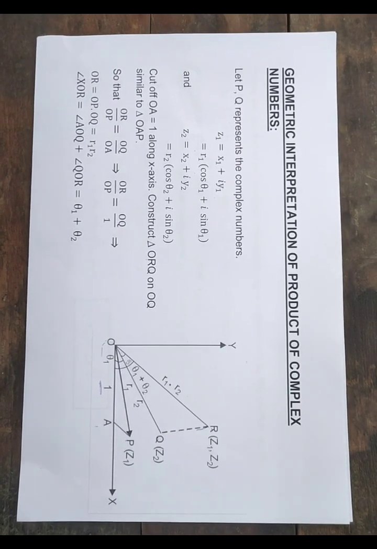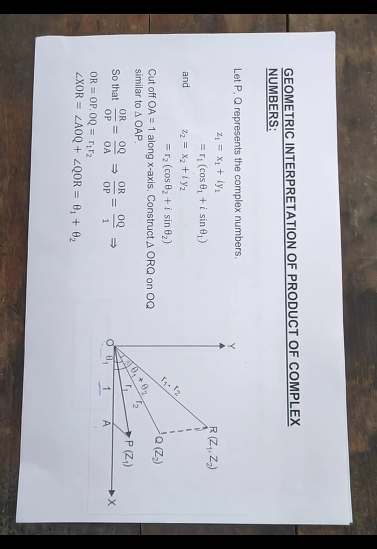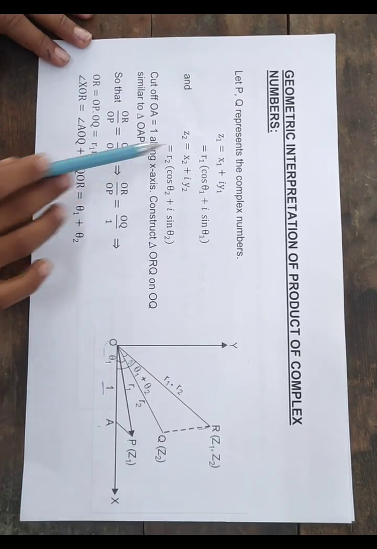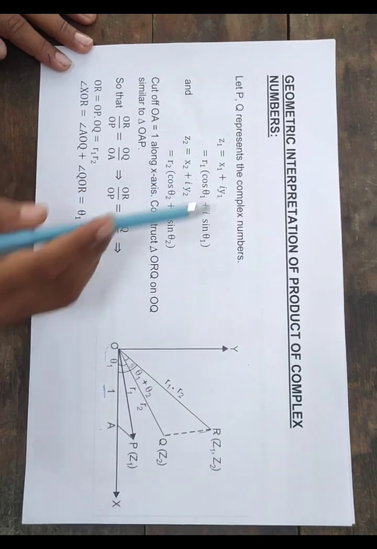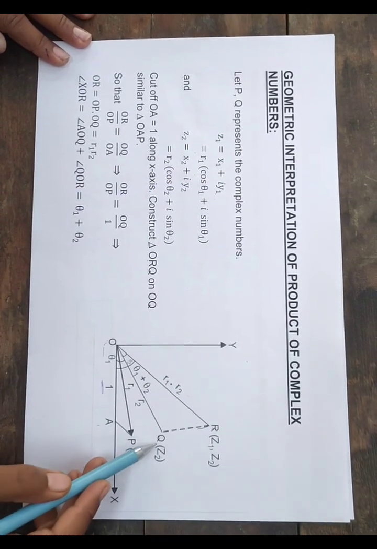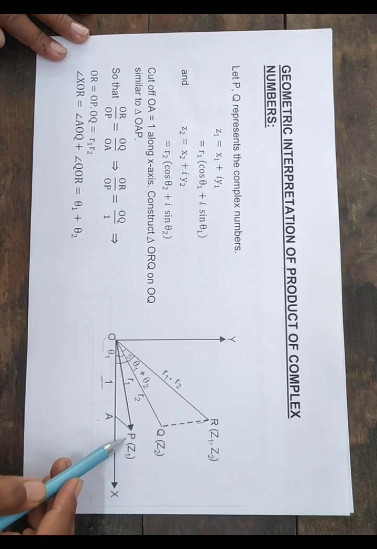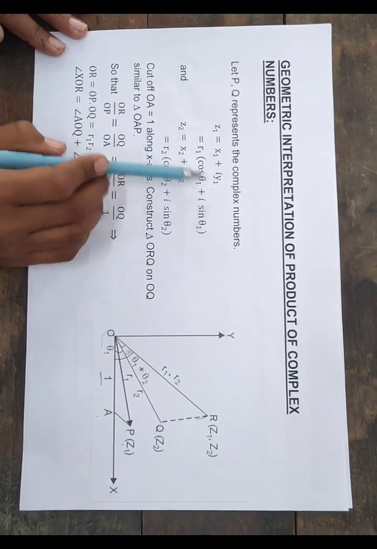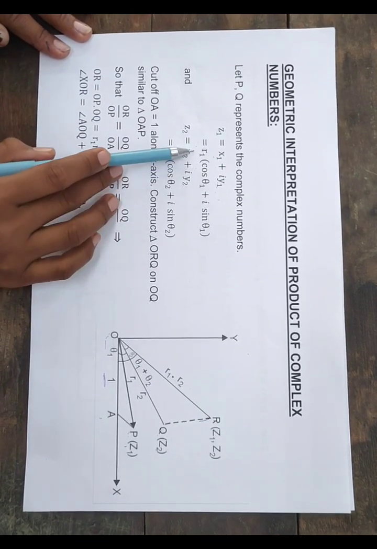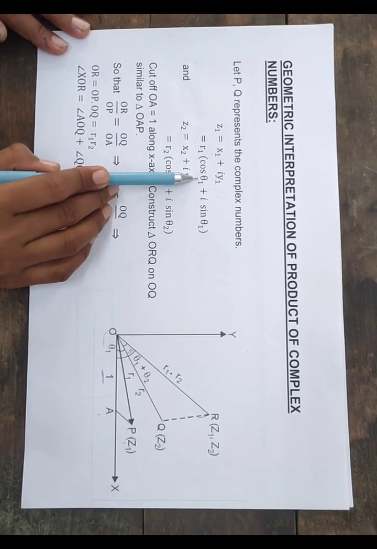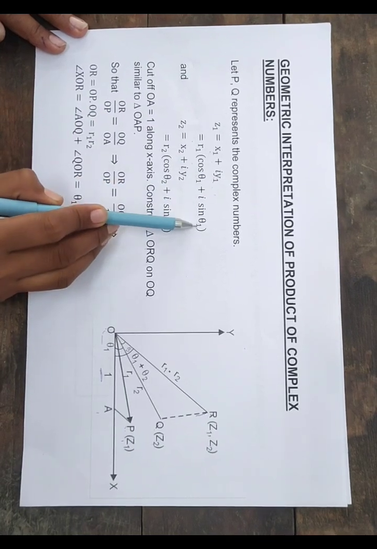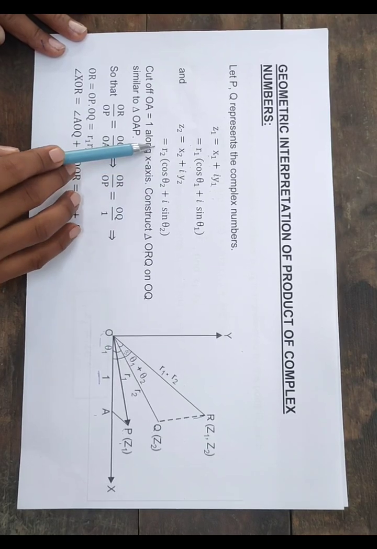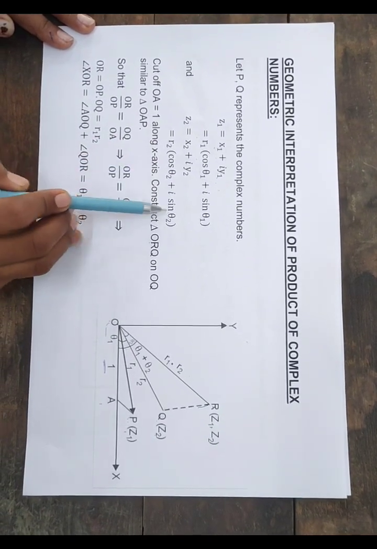Geometric interpretation of products of complex numbers. Let P, Q represent the complex numbers. P represents Z1 and Q represents the complex number Z2. Z1 is equal to x1 plus iy1, and in polar form the complex number is represented as r1 (cos theta 1 plus i sin theta 1), and Z2 is equal to x2 plus iy2, which is equal to r2 (cos theta 2 plus i sin theta 2).